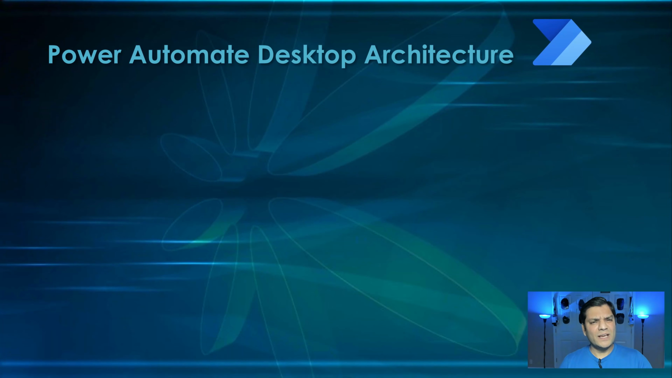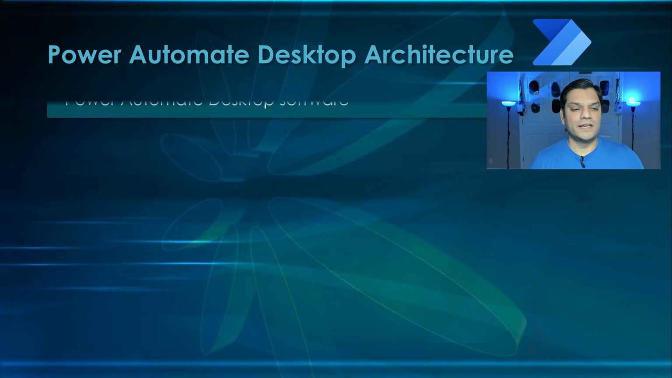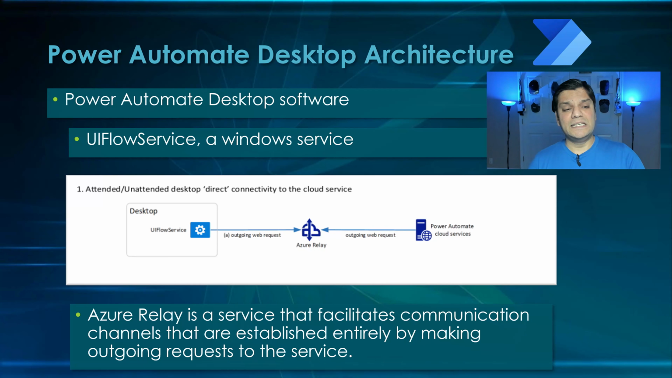Now, let's take a look at the architecture of this. I'm not going to deep dive on each and every piece of it, but it's important to at least see what the overall architecture is. So the Power Automate desktop software uses specifically something called the UI Flow service. And this is the service that runs on the Windows OS. If you can see this image over here, it was used both for the attended and the unattended on the desktop directly to talk to your cloud service over there.